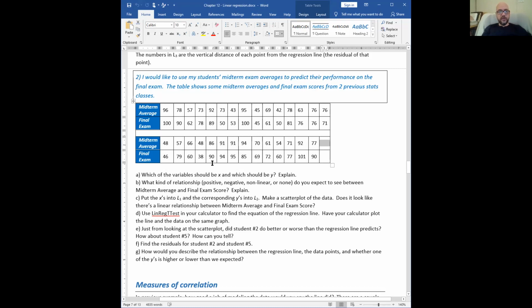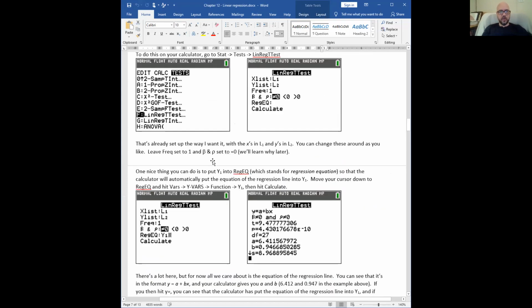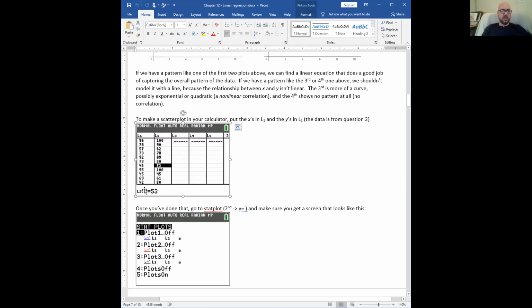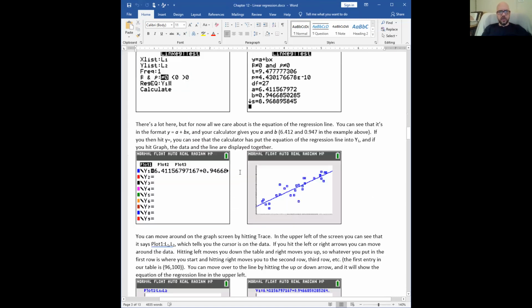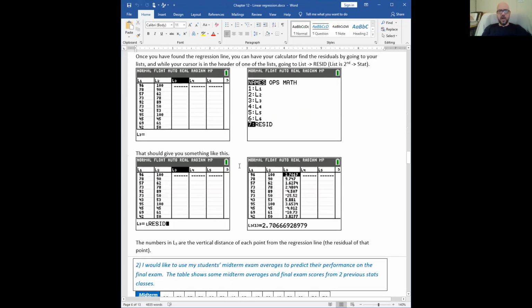So what I'm going to do is type those into the calculator, as you can see I have done up here. I'm going to put my x's in L1 and my y's in L2, like this. I'm going to pause the recording and do that. And I would strongly encourage you to do the same and type along with me, essentially. Just like I've said many times, actually doing stuff while you're learning is really helpful. So I'm going to do that.